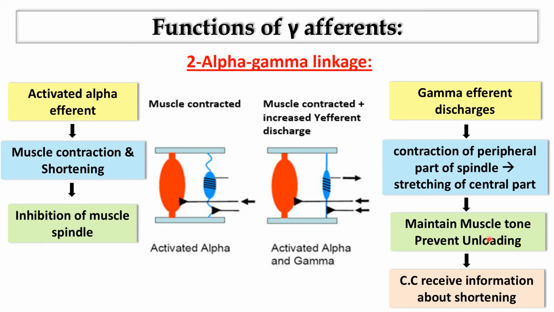What is the unloading? Unloading means the brain will not be informed about the state of the muscle, because there is inhibition of the muscle spindle in the first case. But here, the muscle spindle will not be inhibited anymore. It will be stimulated because we link alpha stimulation and gamma stimulation. That will lead to alpha-gamma linkage, that will lead to maintenance of muscle tone to prevent the unloading, so the cortex or the brain will continue receiving information about shortening of the muscle, and the stretch reflex will not be inhibited anymore.